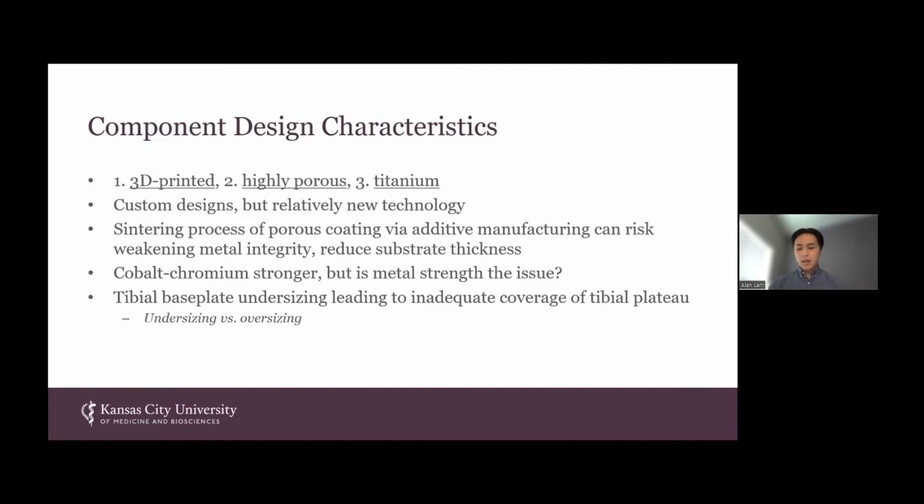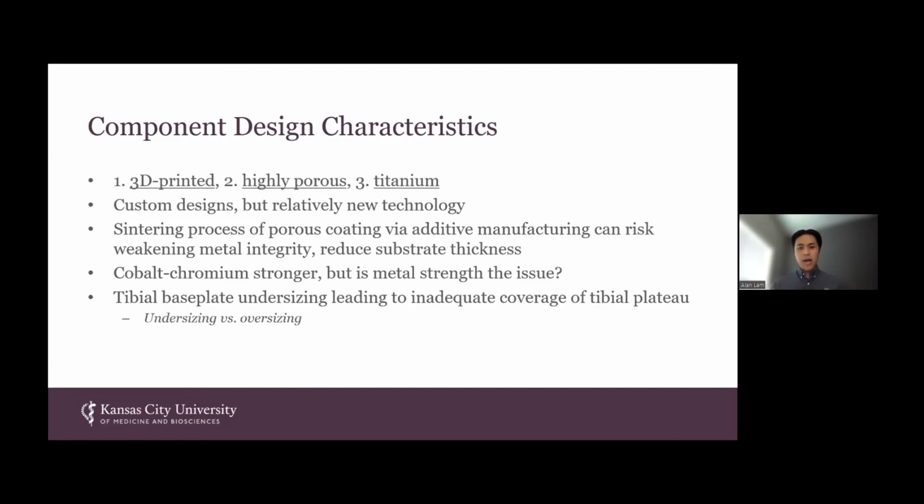And with our last bullet point, I wanted to take a step back from the engineering and go into the implantation process itself. We saw with these two cases, from the index procedure of their knee replacement to the revision, an undersized tibial component where it actually had to be sized one size higher for the revision. That may indicate that there was a possible undersizing of that tibial component, causing inadequate coverage of the tibial plateau.